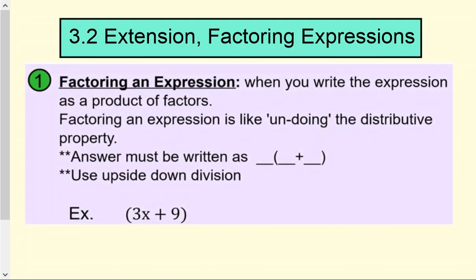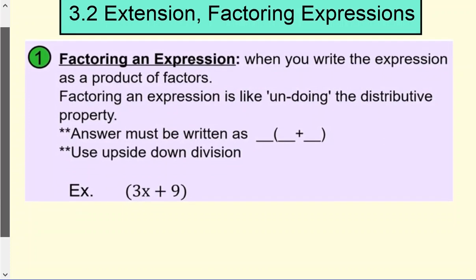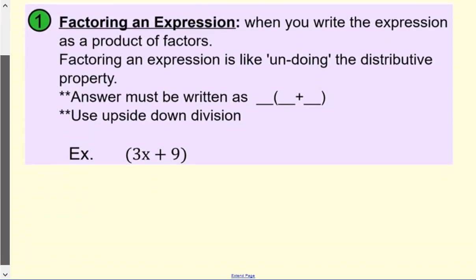Alright, so for the rules for factoring expressions, when we factor an expression, we're going to write the expression as a product of factors. And when we're factoring an expression, we've been working with the distributive property to distribute terms throughout the expression. Factoring is basically undoing that distributive property. So our answer must be written with a number in this form. So a number outside of the parentheses with an expression inside.